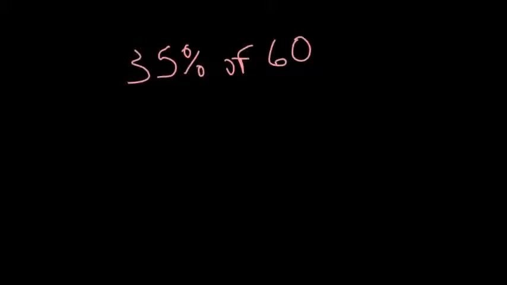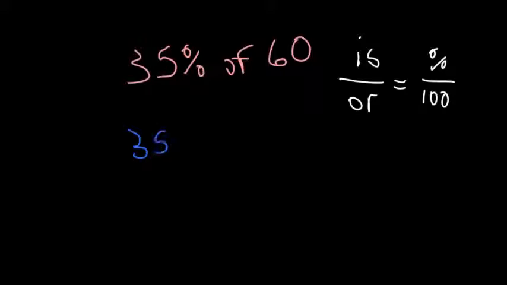Alright, now we have 35% of 60. Another way to solve this is with a proportion. The proportion has to be set up like this: is over of equals percent over 100. For this I have 35%, so that's going to go over 100. I don't have an is, so that's just going to be an x. And of is 60. So now I have a proportion: 35 over 100 equals x over 60.